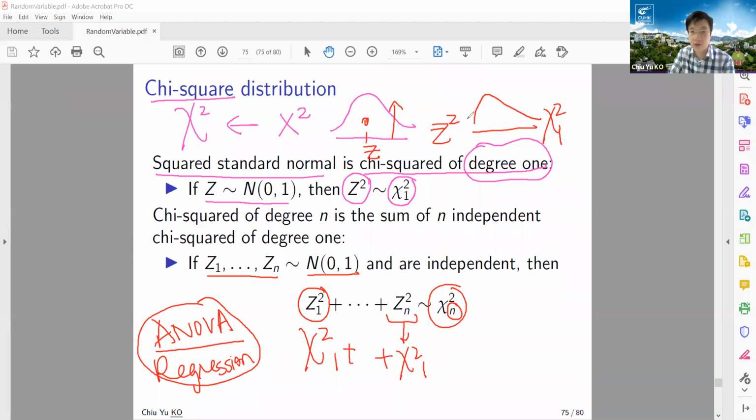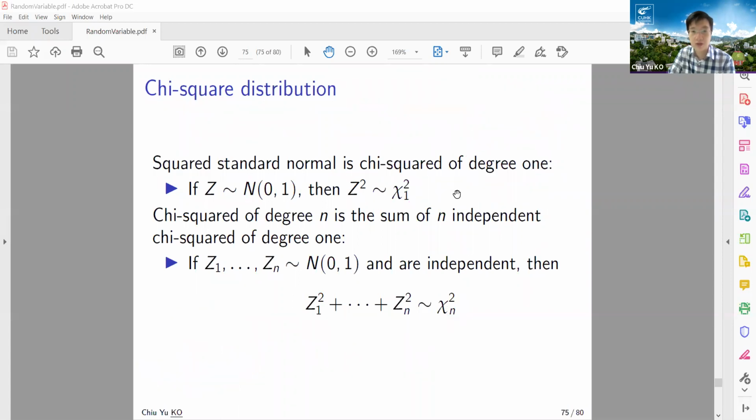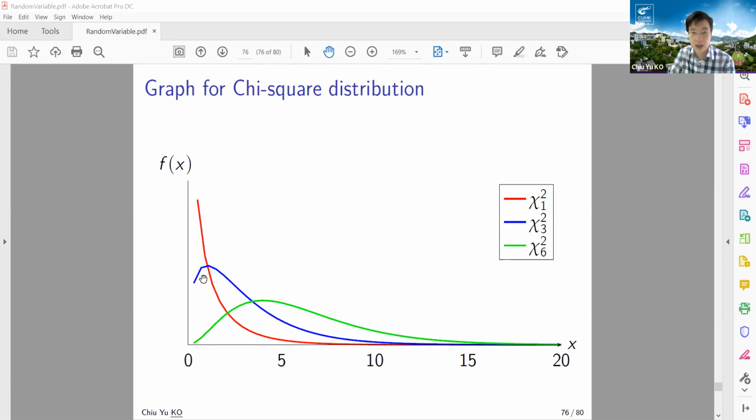Yes, it's not symmetric because it's a square, right? The minimum you can get is 0. So that's why, when you see the graph, it's not symmetric and looks like this kind of shape. Of course, very good question: if you add many chi-squares together, that will approach normal. If you have many, it will look like the normal distribution.